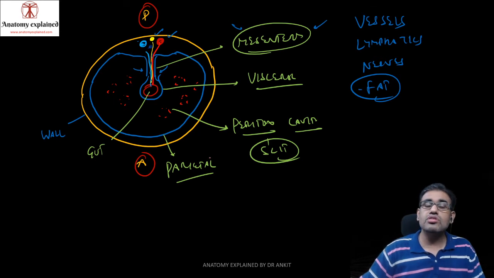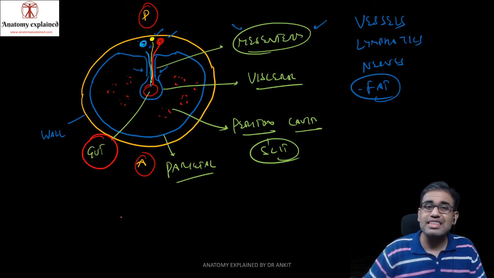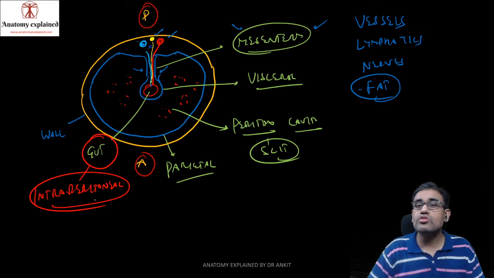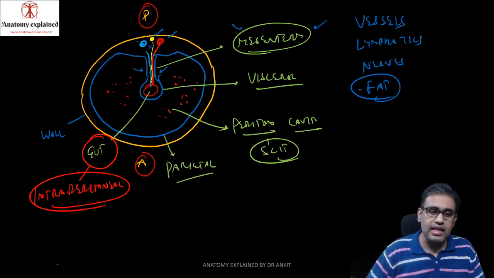Now after we understood this, as we have seen this gut which was totally surrounded by the visceral peritoneum, these sorts of organs are known as intraperitoneal organs. What are these known as? Intraperitoneal organs. There will be a few organs.